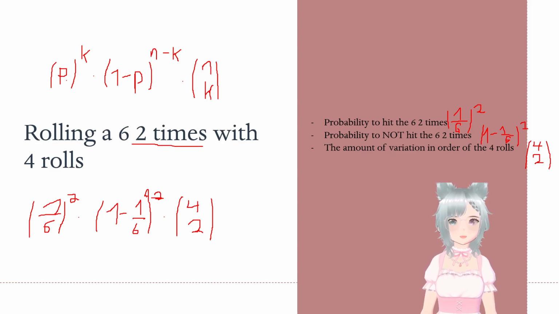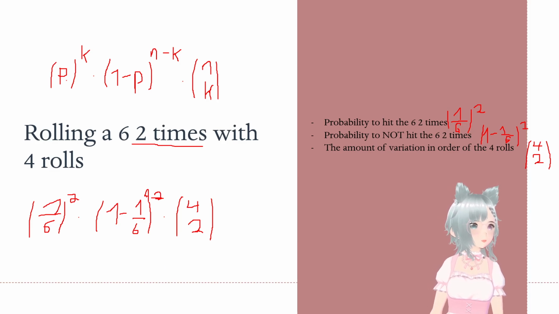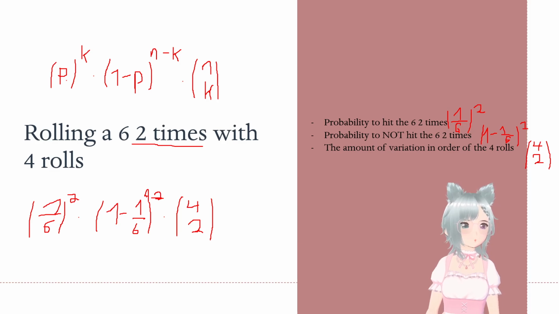So this is our probability, times how often we want to have the outcome yes. Then this is our probability of no and how often we want the no, and we want the no as often as we don't want the yes out of our times that we roll. And then this is just the variation, where we have how many rolls we have and how many yeses we want, and then it's just n choose k.